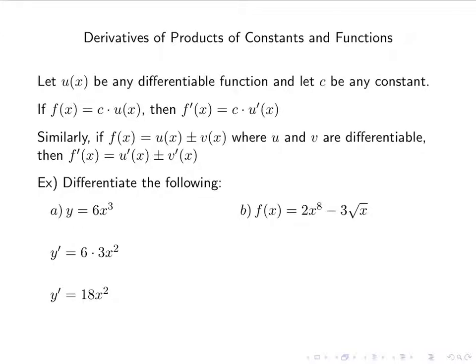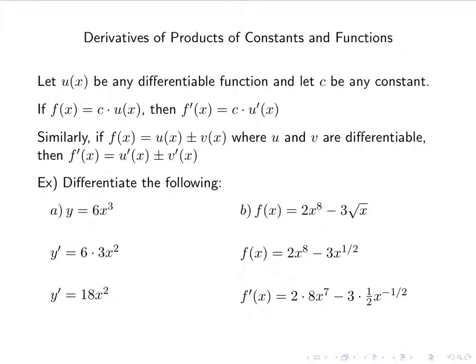For the next one, I have f of x equals 2x to the 8th minus 3 times the square root of x. So again, the first thing I'm going to do is rewrite it so that I have x to a power instead of the radical sign. So I get 2x to the 8th minus 3 times x to the 1/2. Remember, the square root, there's no number written there, but it's an invisible 2, not a 1. So it's not x to the 1 over 1, that's just x to the 1, which is just x. This is the square root, square meaning 2. So it's x to the 1 over 2.